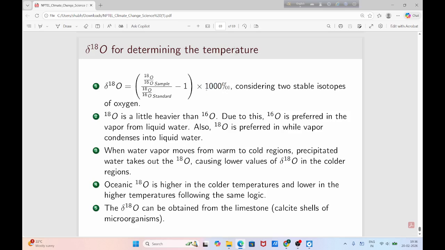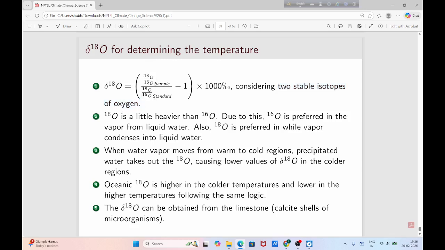This is called per mil, not percent. You can see there are two dots after this slash, not one dot. This is not percent. It is called per mil, as parts per 1,000. So two stable isotopes of oxygen.